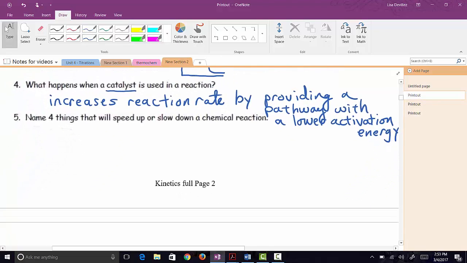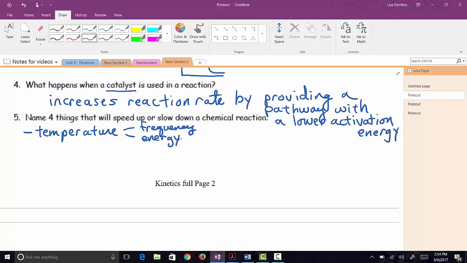All right, so four things that will speed up or slow down a chemical reaction. First, changing the temperature, because changing the temperature is going to change the kinetic energy of the particles. So changing the temperature will affect the frequency of the collisions and also the energy of the collisions. Raising the temperature, we're going to increase the frequency and the energy of the collisions, so that would speed up the chemical reaction.